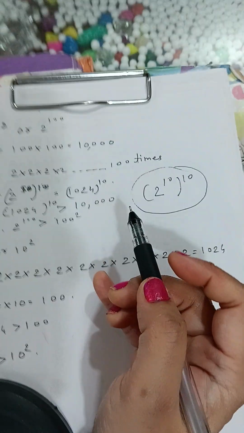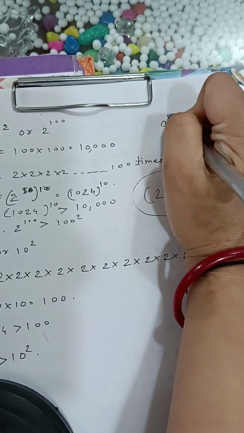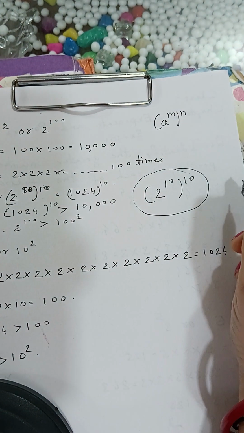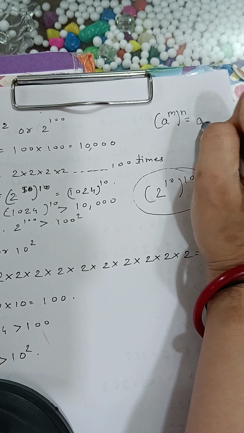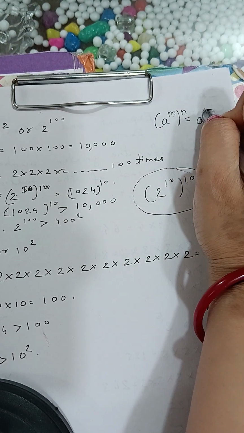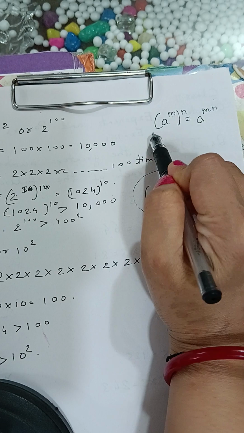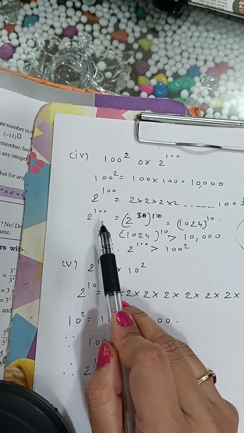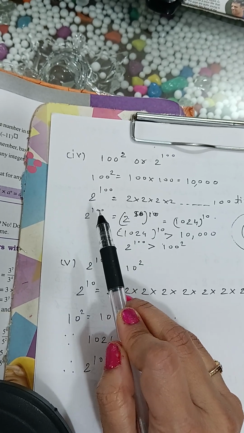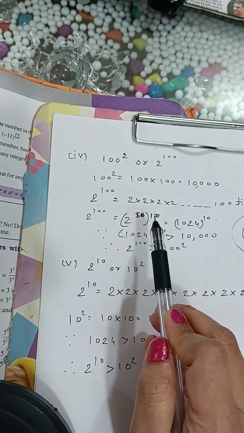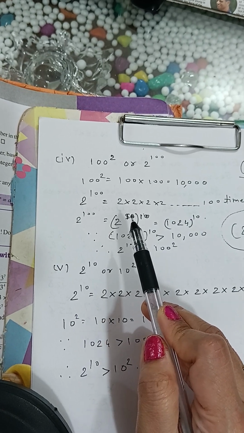Either you can write 2 into 50, that will also come to 100. So I would like to tell you one formula. If you have a to the power m and outside the bracket there is n power, in this power and exponent chapter, you should know the power inside and the power outside will be multiplied. On the basis of this formula I have done it here. I have split 100 as 10 and then 10, because 10 tens are 100.